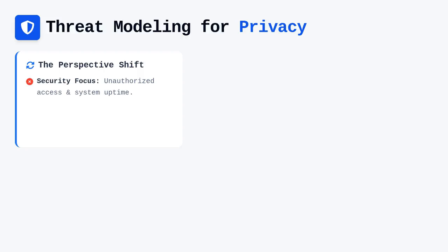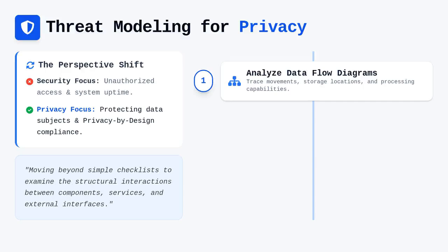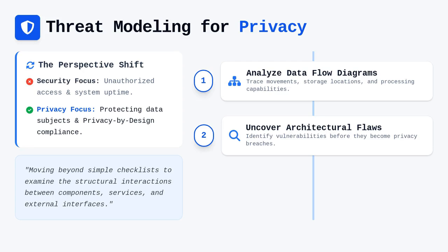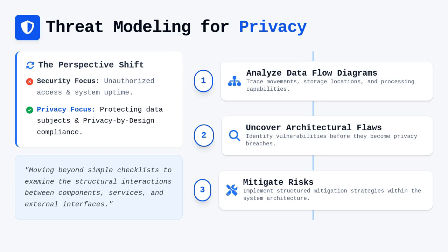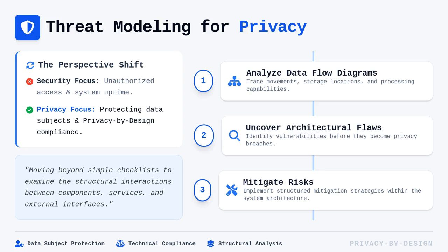Instead of solely focusing on unauthorized access or system uptime, our objective is to protect data subjects and ensure technical compliance with privacy by design requirements. By analyzing data flow diagrams, we can trace how information moves, where it is stored, and who possesses the technical capability to view or process it. This systematic analysis allows us to uncover architectural flaws that could later manifest as significant privacy breaches. We move beyond simple checklists to examine the structural interactions between components, services, and external interfaces.